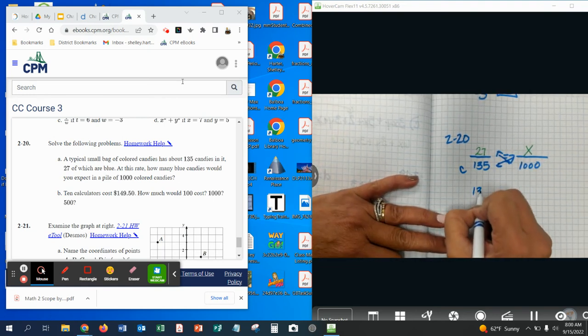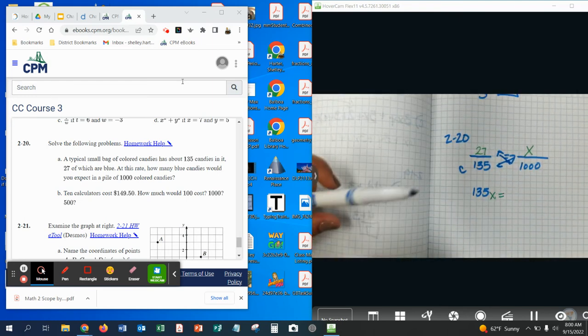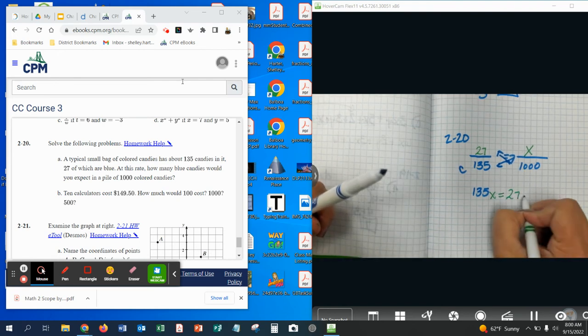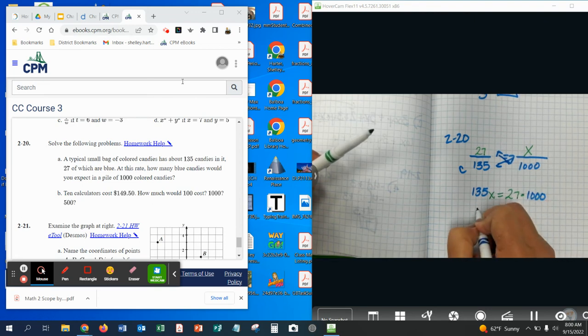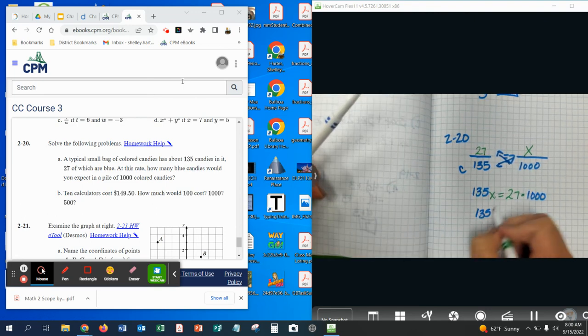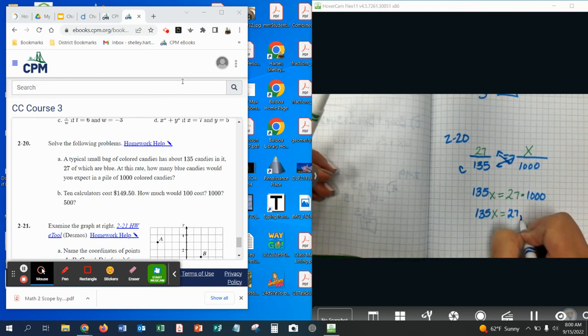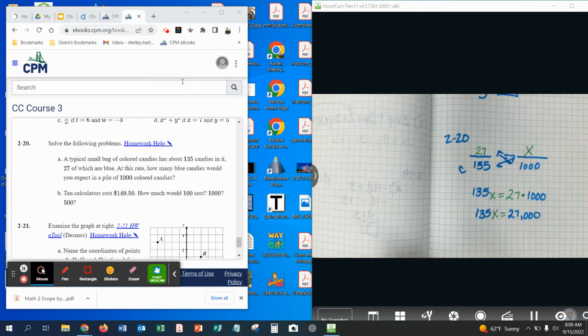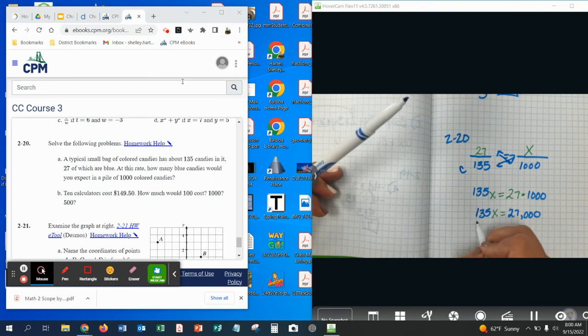So I've got 135 times x equals 27 times 1,000. All right, so I've set up my equation. I've multiplied 27 times 1,000 and got 27,000. Now I need to get rid of the 135 because it's being multiplied by the x, so I need to divide to get rid of it. So I'm going to do that.